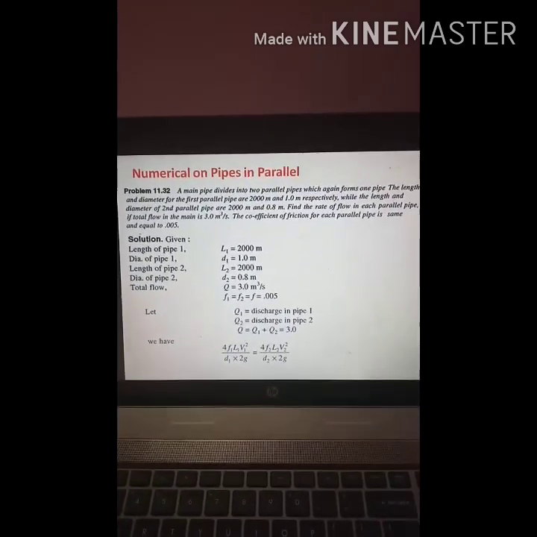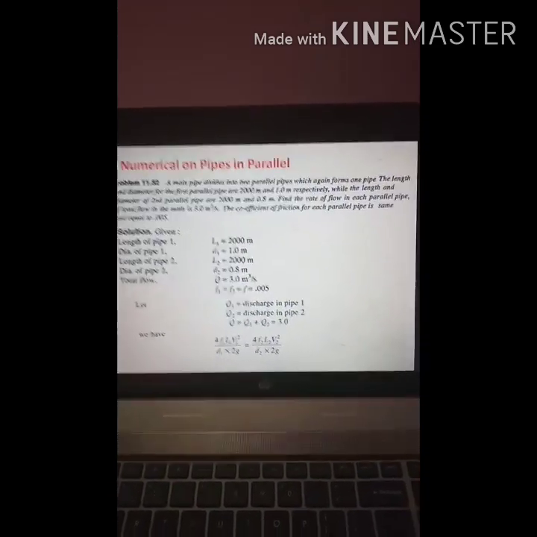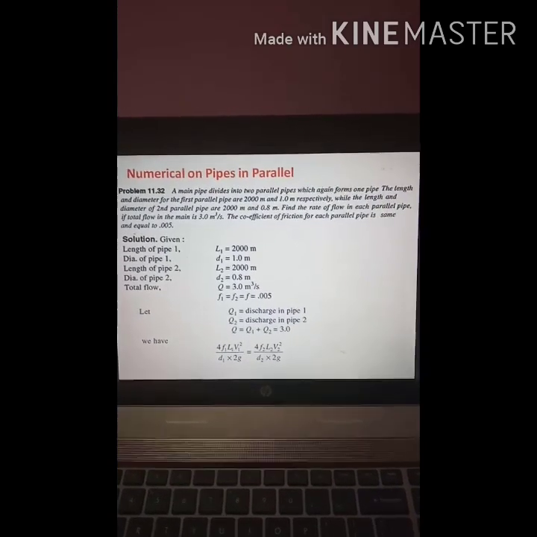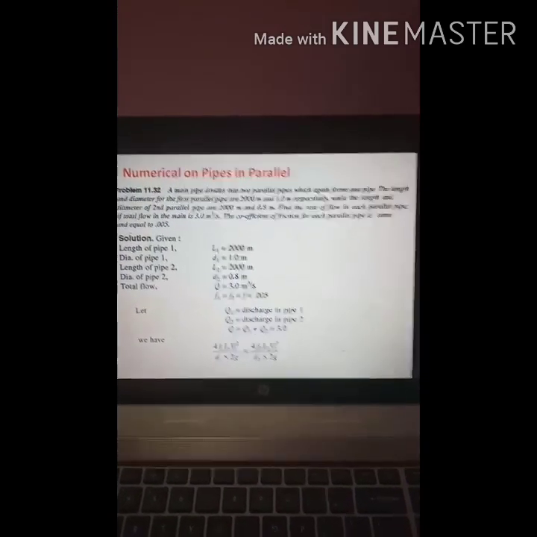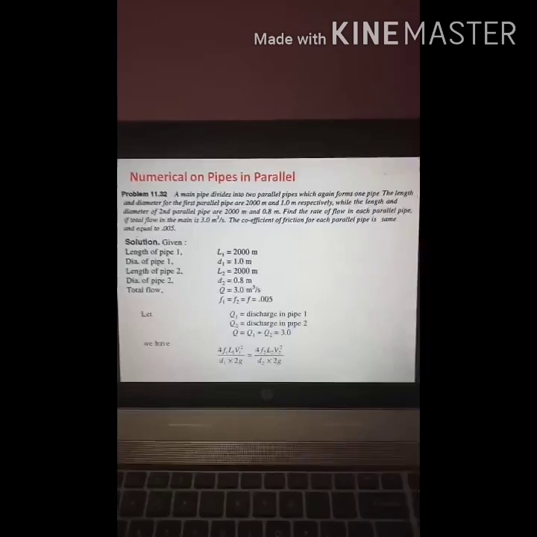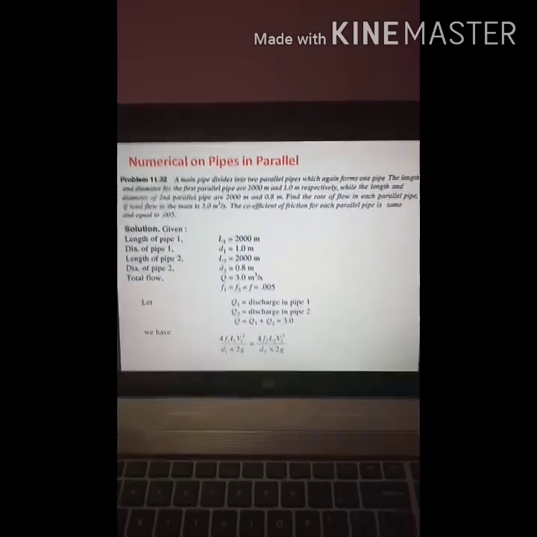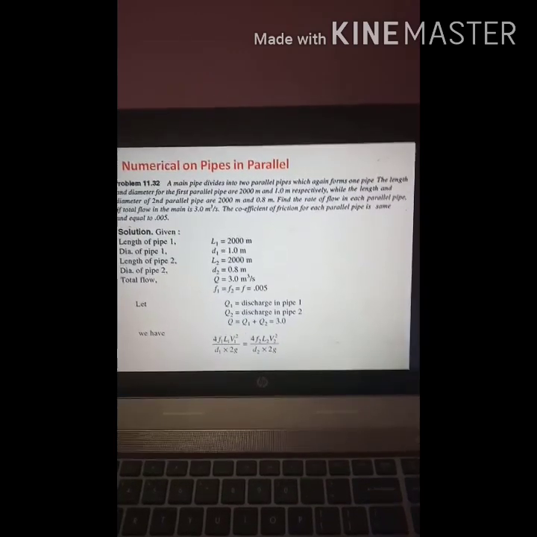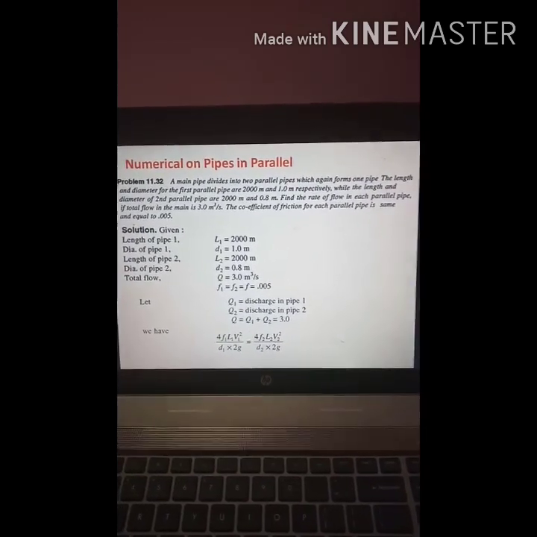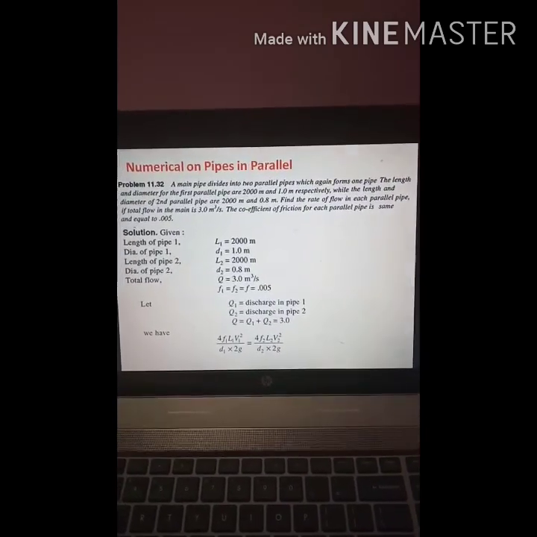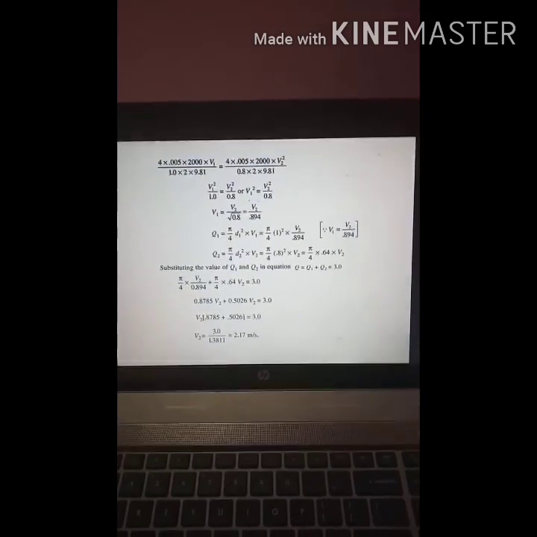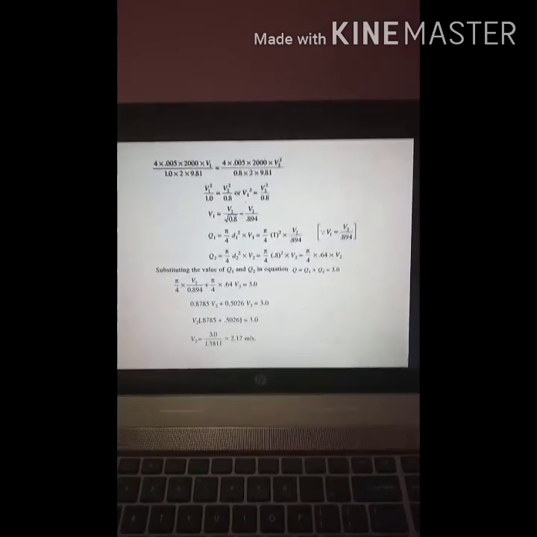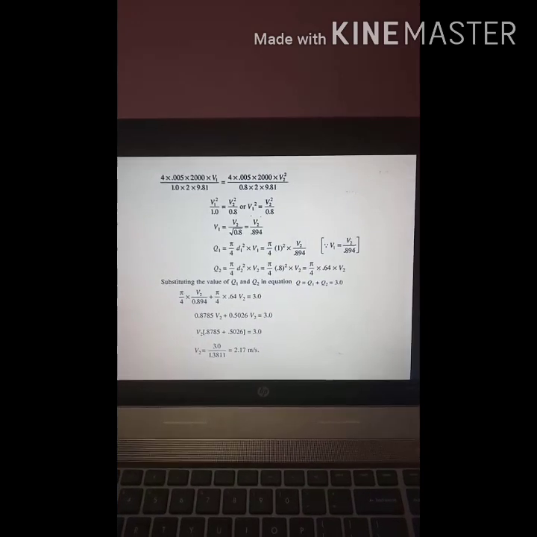So using the given data, let us take q1 and q2 as the discharge across these two pipes, that is q1 plus q2 is given as total 3. So once you find q1, you will automatically find q2. So let us have the formula: 4f1 L1 v1 square by 2 g d1 is equal to 4f2 L2 v2 square by 2 g d2, and that gives the relation between v1 and v2.